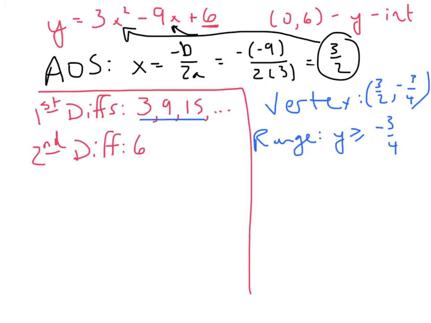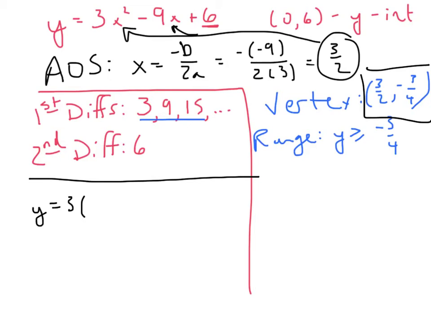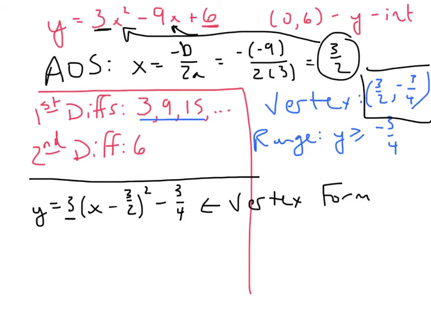Now I can also write the standard form equation in a different form. Since I have the vertex here, I have all the information I need to write this in vertex form, so I'd have y equals 3 times x minus 3/2 squared minus 3/4, remembering that the leading coefficient is the same in both places. That's where that 3 is coming from. So there is my vertex form equation.